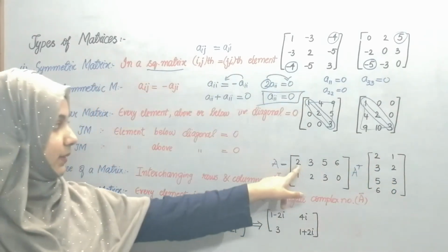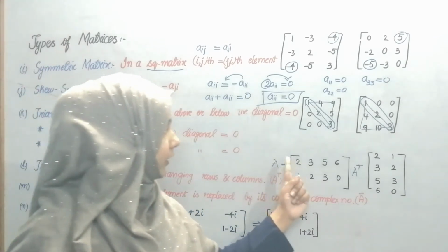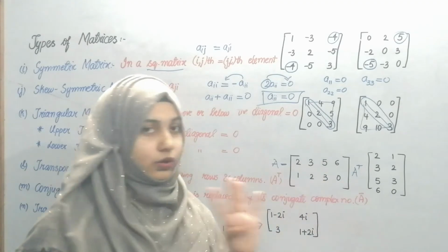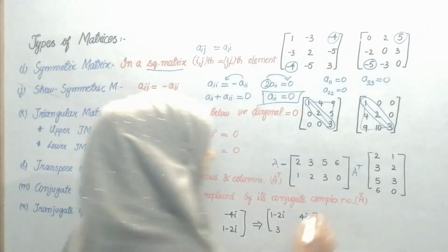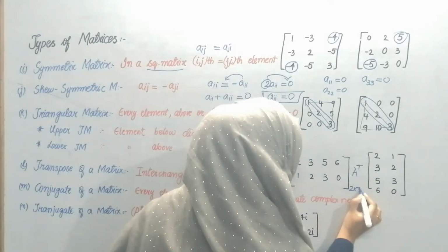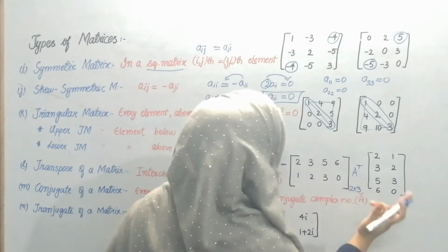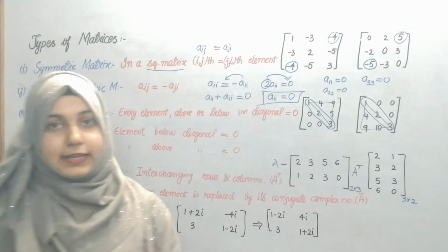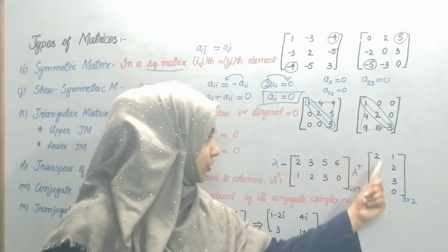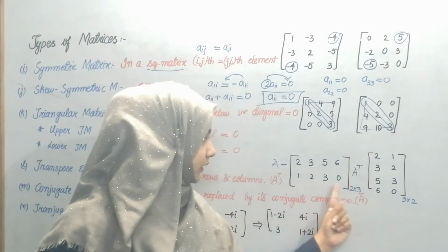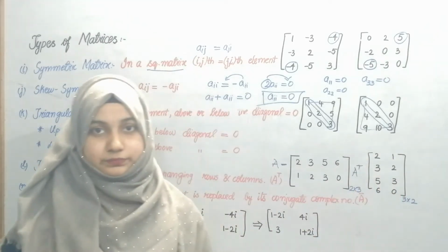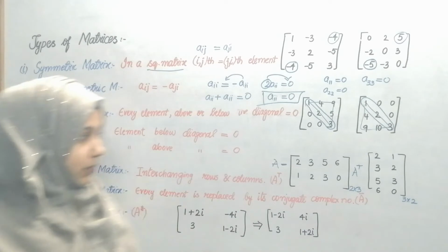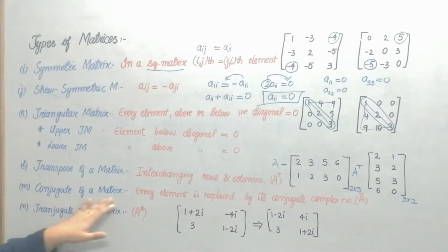Suppose this is my matrix. How many rows do I have? 2 rows, and 3 columns. So this is a 2 by 3 matrix, meaning 2 rows, 3 columns. So what will be the transpose? 3 rows and 2 columns. Get it? Interchanging. The rows are changed to columns. Interchanging of rows and columns. Easy, right?